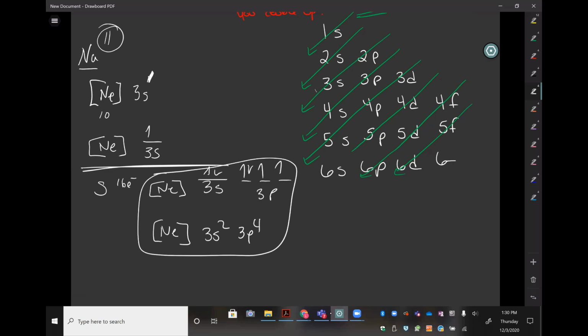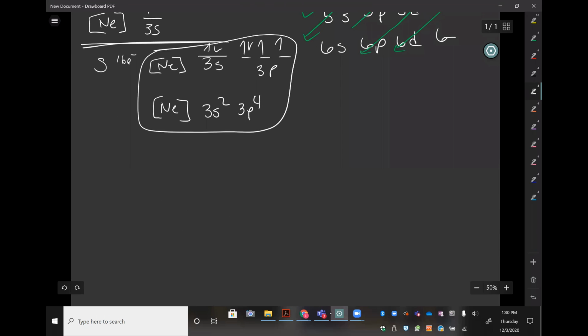All right, let's try one more. Let's make it more of a difficult one. Let's actually take advantage of that noble gas. Let's try tin, Sn. We're going to do tin. Tin has 50 electrons. The noble gas that comes before tin is krypton, Kr. By putting Kr in brackets, we have accounted for 36 electrons. So now what we need to do is find essentially 14 more electrons.